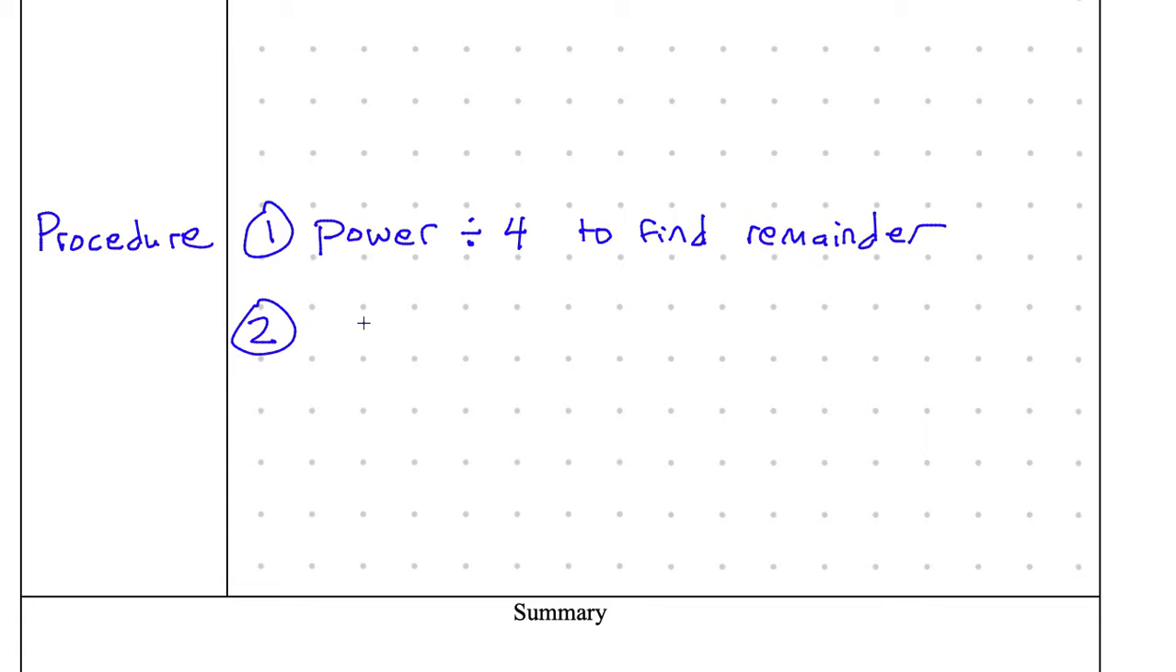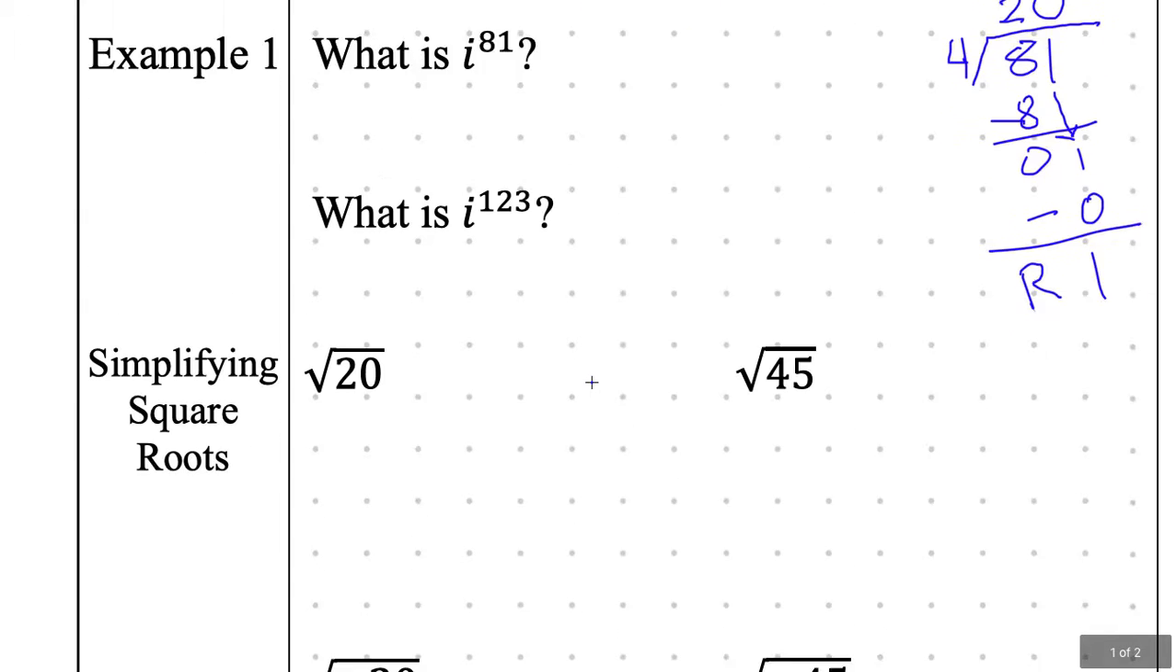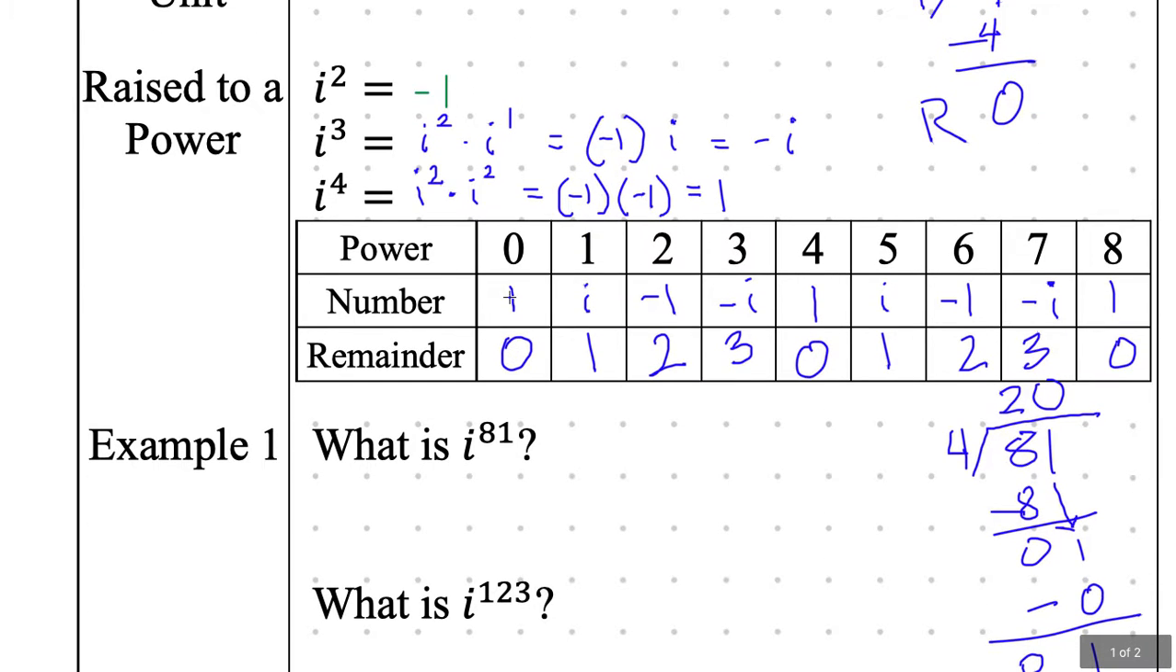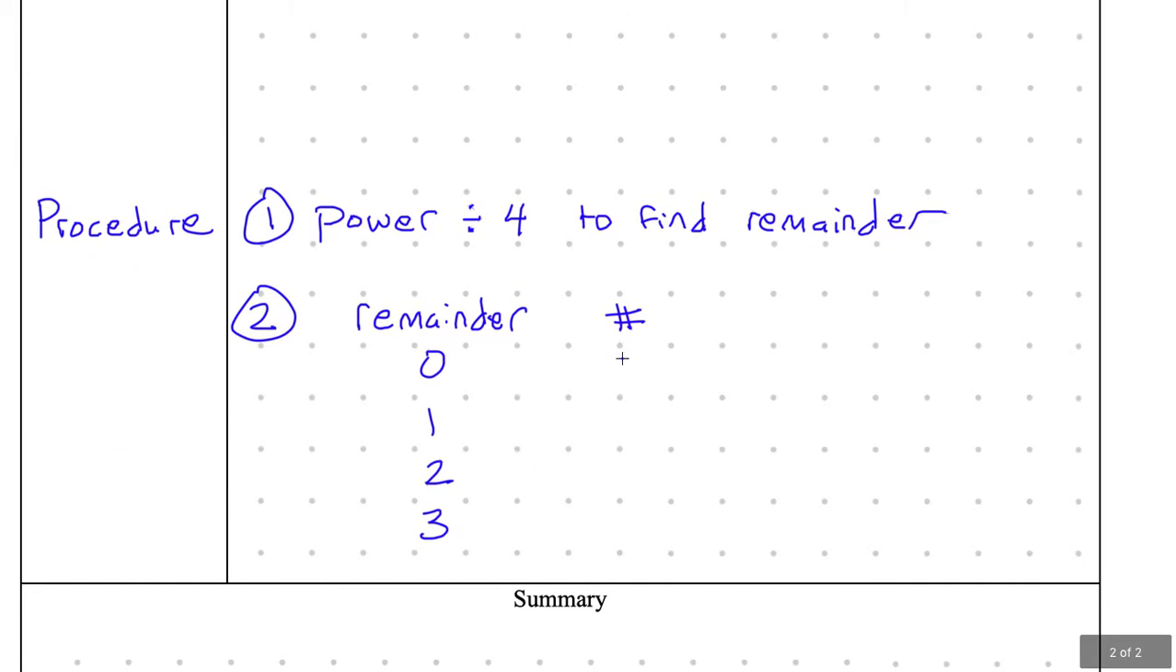Then you have the following table. If the remainder is 0, 1, 2, or 3, then you can just match this up with the table above. If the remainder was 0, in our table we said remainder of 0 goes to 1. If the remainder is 1, it goes to i.